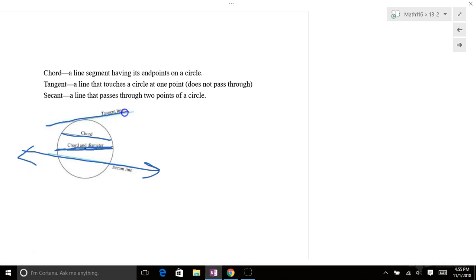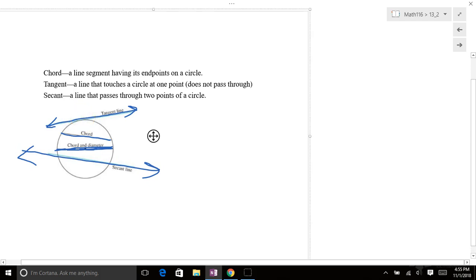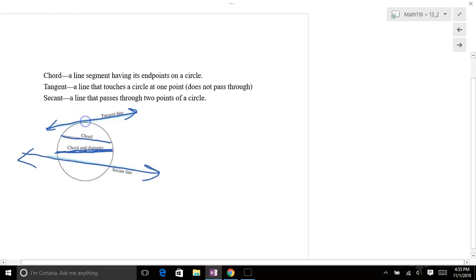And a tangent line just touches once at one point. Just touches one right there. That's a tangent line. Okay.